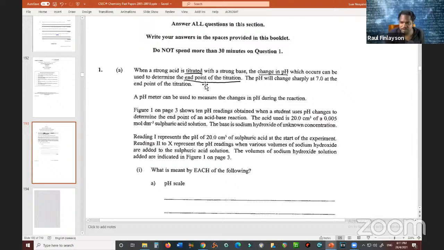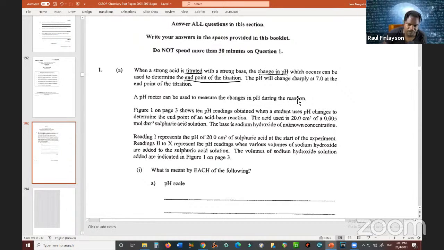So pH will change sharply at 7. We're going to talk some more about the pH, but this question uses titration, and they mention a lot about pH. Maybe they're going to ask you something about pH, and if you look here, they do ask what the pH scale is. A pH meter can be used to measure changes in pH during the reaction. So there's a style of titration where we just drop in the pH meter. I'm sorry, I don't have a digital one somewhere in this room, but hopefully you guys can see it.